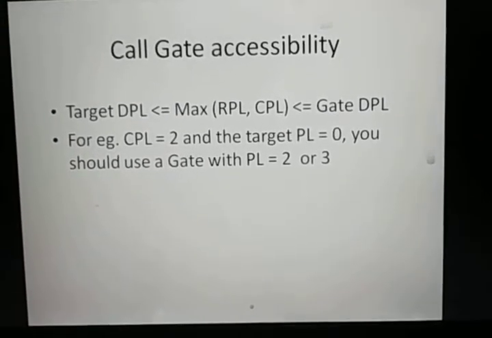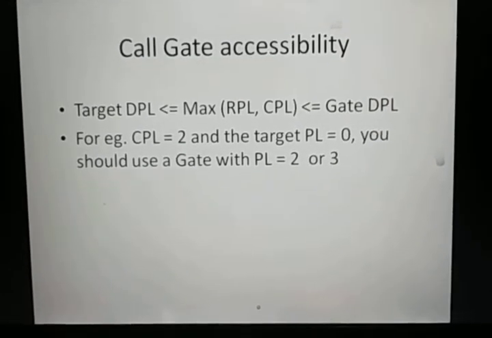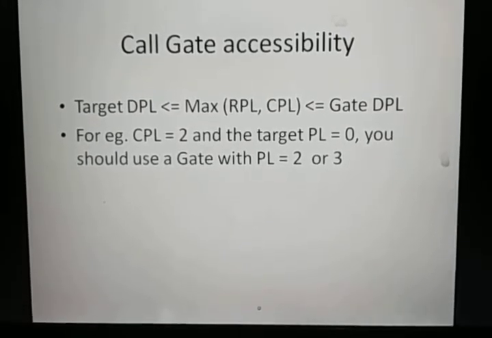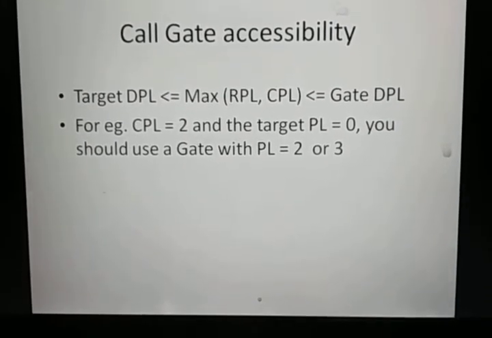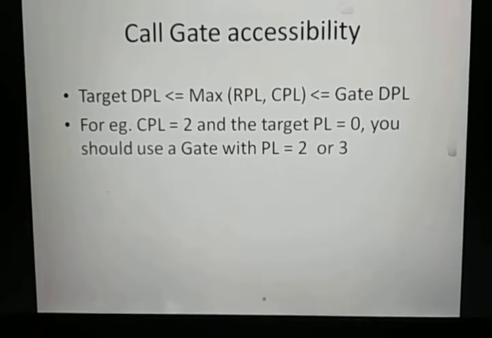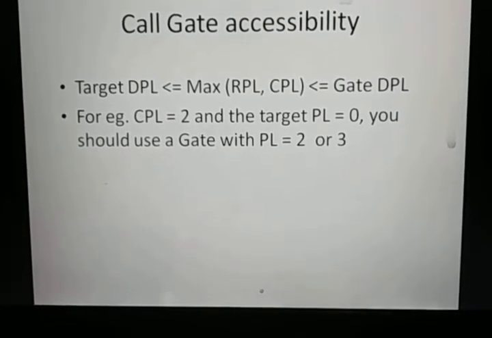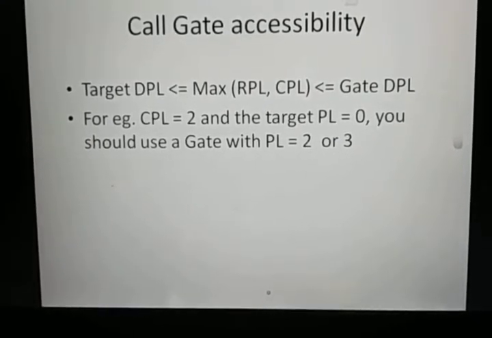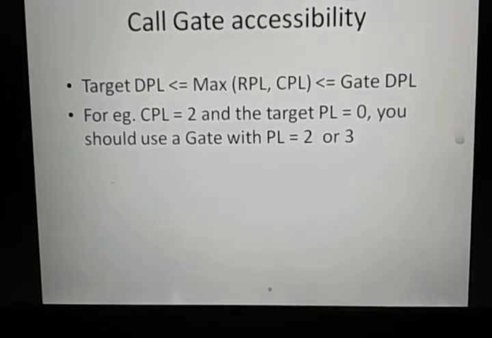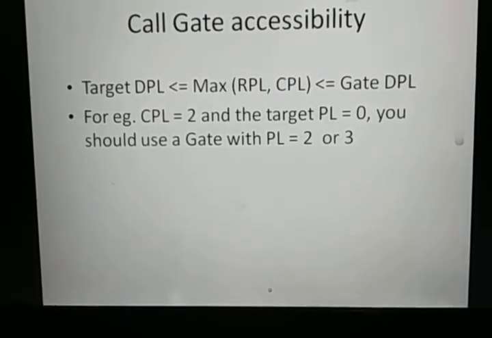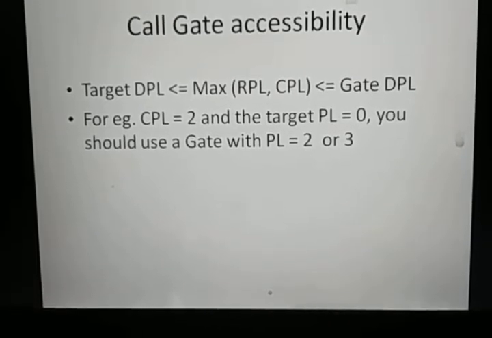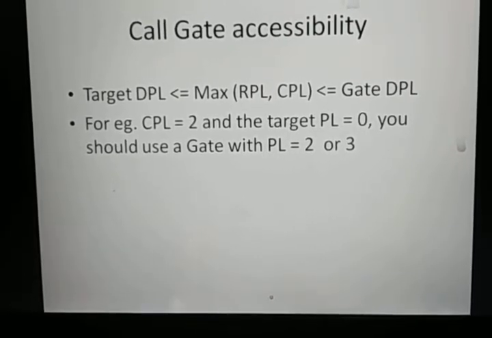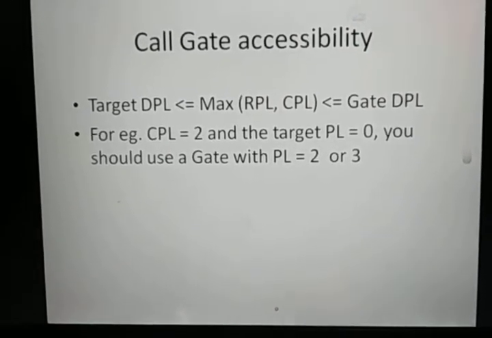Gate accessibility: target DPL should be less than or equal to the maximum of RPL and CPL, and CPL should be less than or equal to gate DPL. So this is the condition for gate accessibility. For example, if your current privilege level is 2 and the target privilege level is 0, you should use a gate with PL2 or PL3, because your current privilege level is 2 and you want to access the data from privilege level 0. In that case, you will use the gate with privilege level 2 or 3.